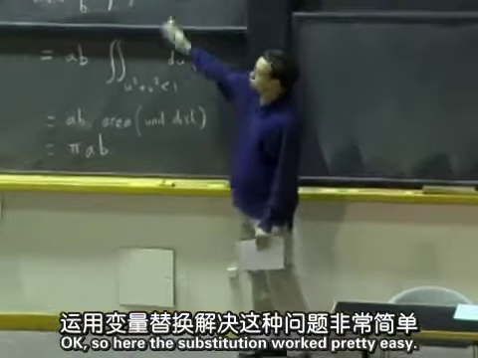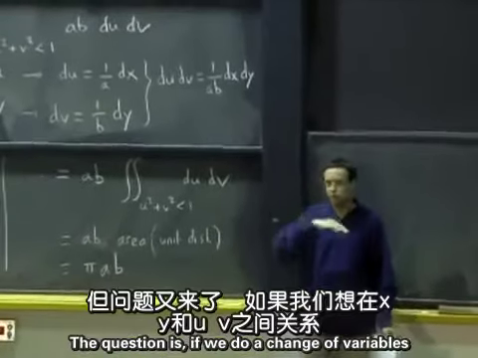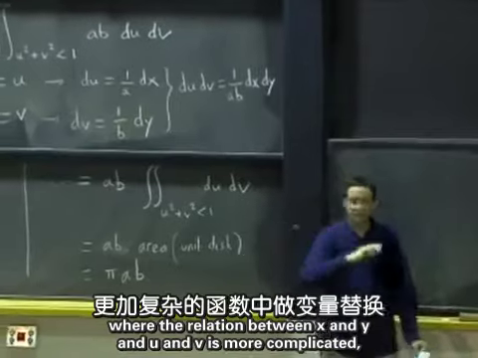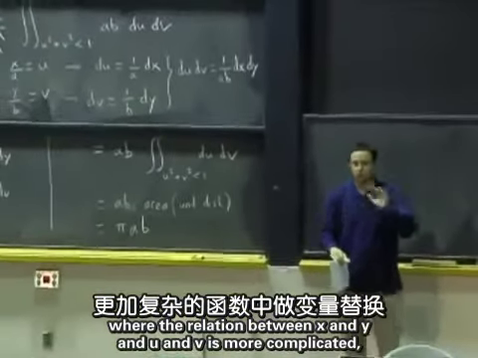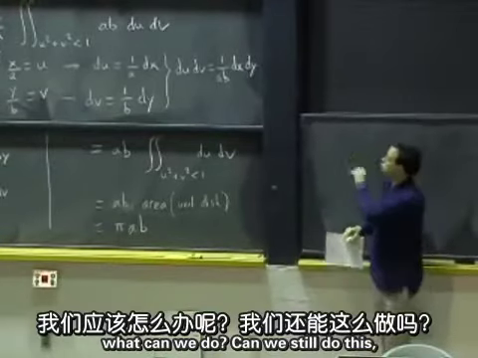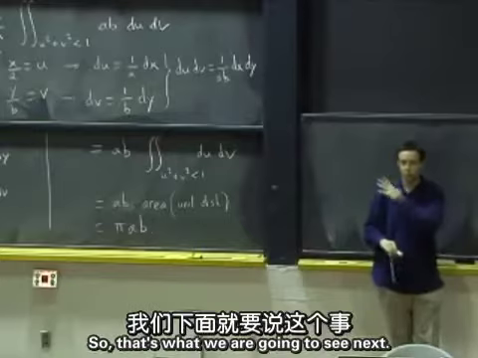Here the substitution worked pretty easily. The question is, if we do a change of variables where the relation between x and y and u and v is more complicated, what can we do? Can we still do this, or do we have to be more careful? And actually, we have to be more careful. So that's what we're going to see next.